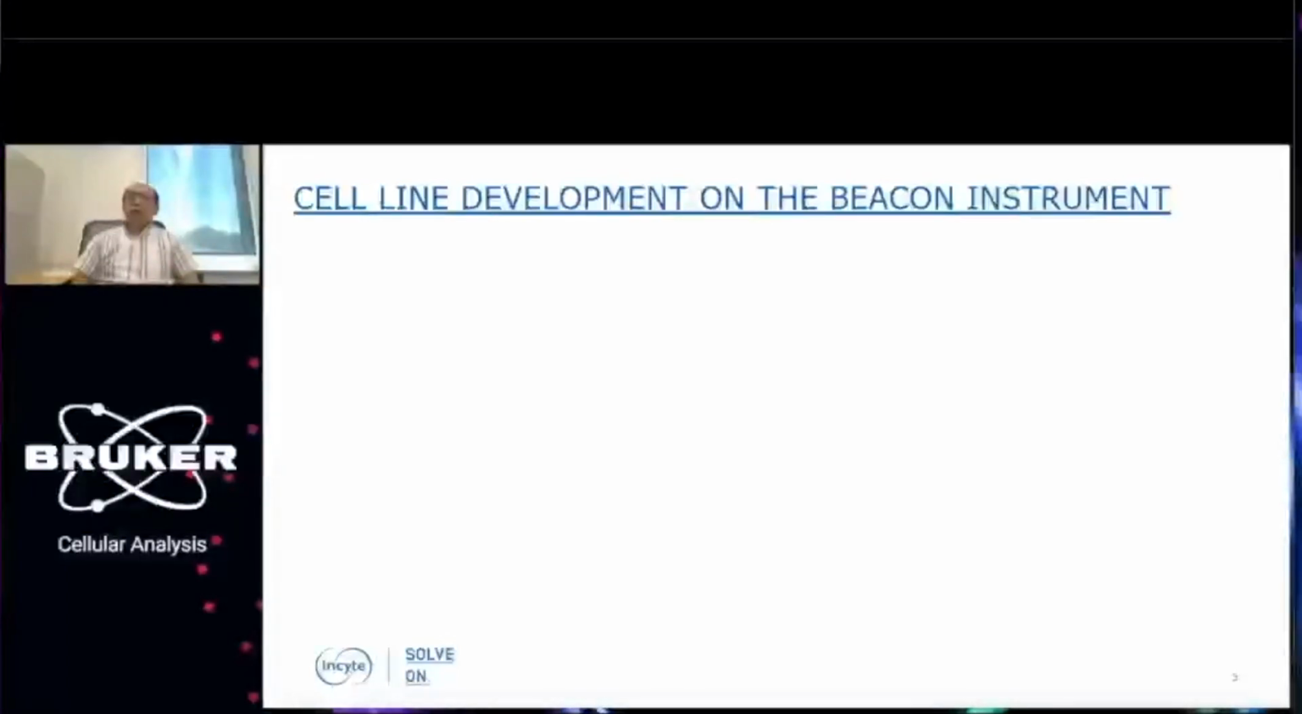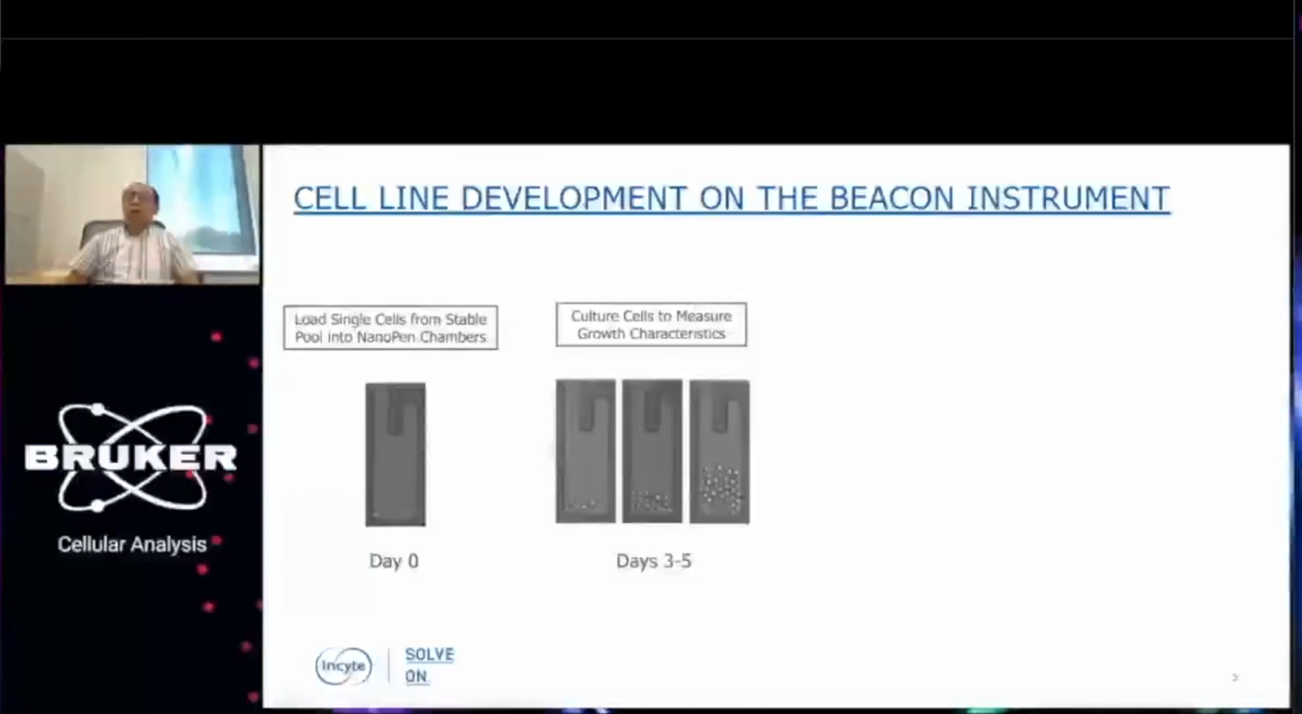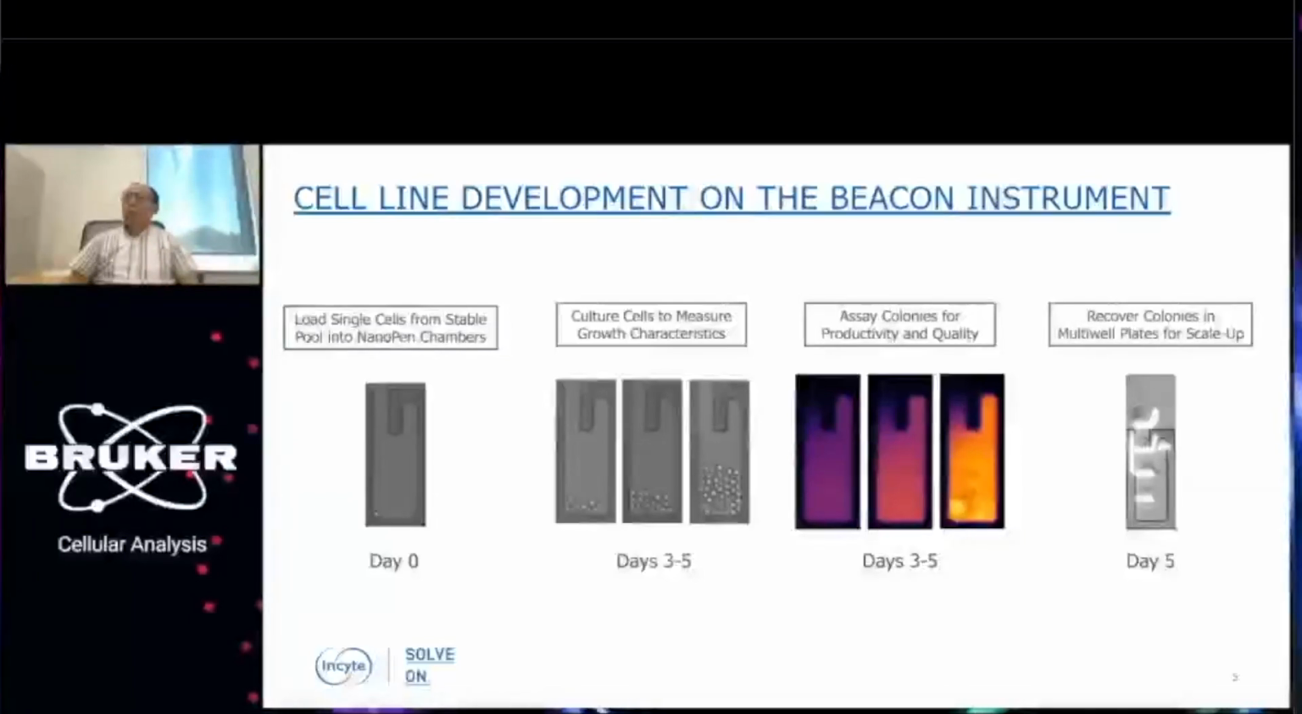This slide shows the cell line development on the Beacon instrument. We will load single cells from a stable pool into nanopen chambers. Culture cells to measure growth characteristics. Assay colonies for productivity and quality. Recover colonies in multiple well plates for scale up.